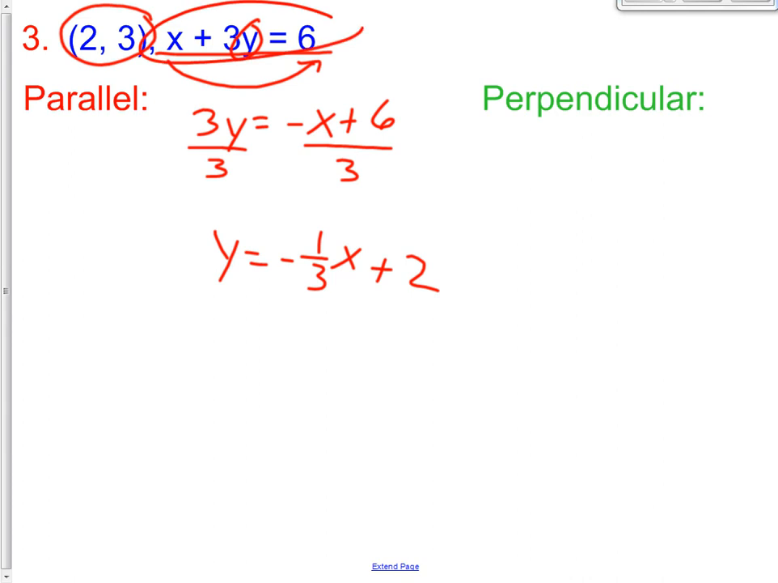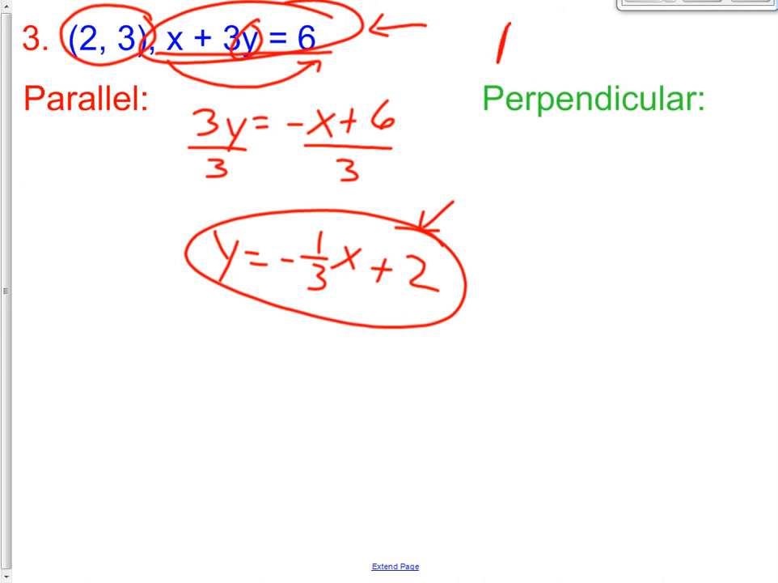So this and this are the exact same line. This one is in standard form. This one is in slope-intercept form. I put it into slope-intercept form because now what do I know? I know that my slope is a negative 1/3. So my m is a negative 1/3. That was the reason for doing all this, because now I know my slope.